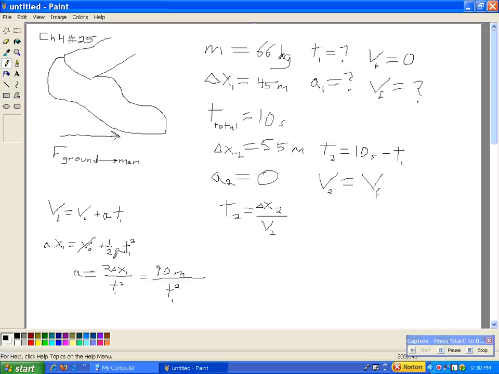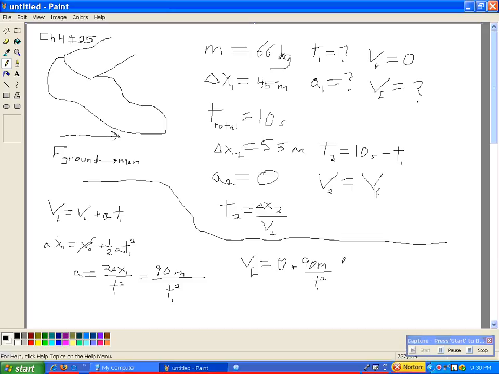Now, if we take this and plug that into here, then what we get is, let's separate this, we get V final equals, V initial is 0, right? Okay. 90 meters divided by T1 for the a and T1 for the t.